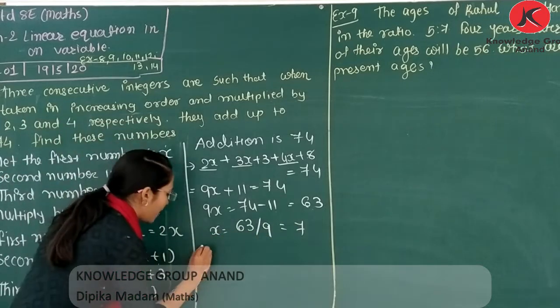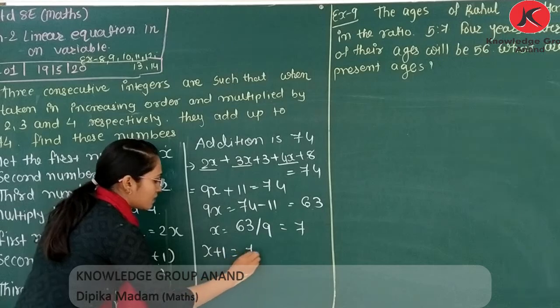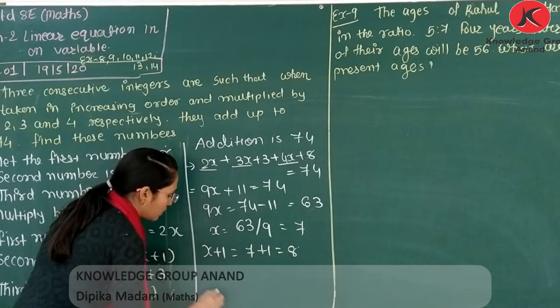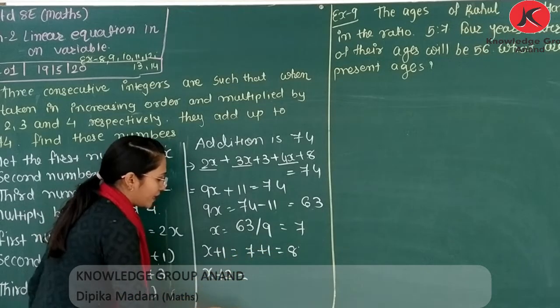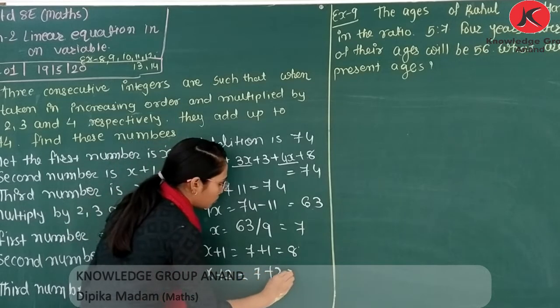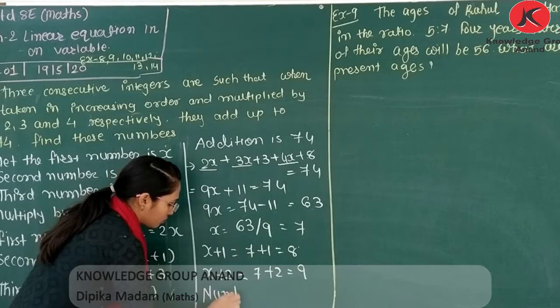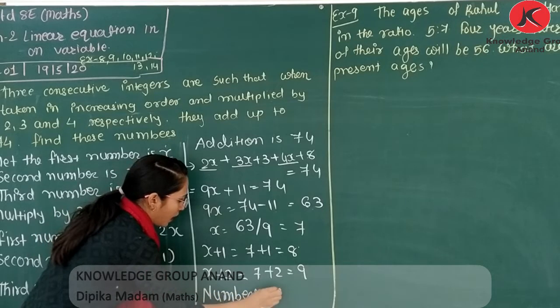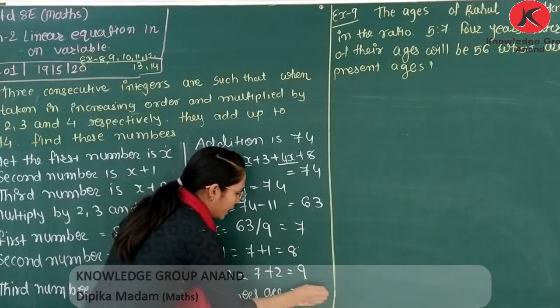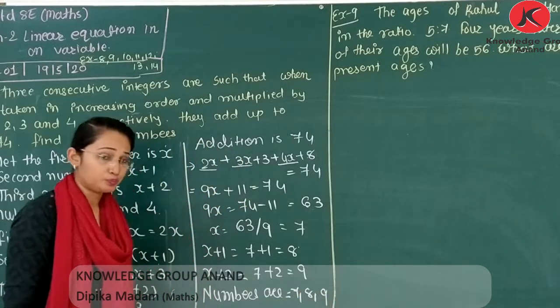So what is the value of x plus 1? That is 7 plus 1, 8. And the third number x plus 2, that is 7 plus 2, 9. Means the three consecutive numbers are 7, 8 and 9. Clear?